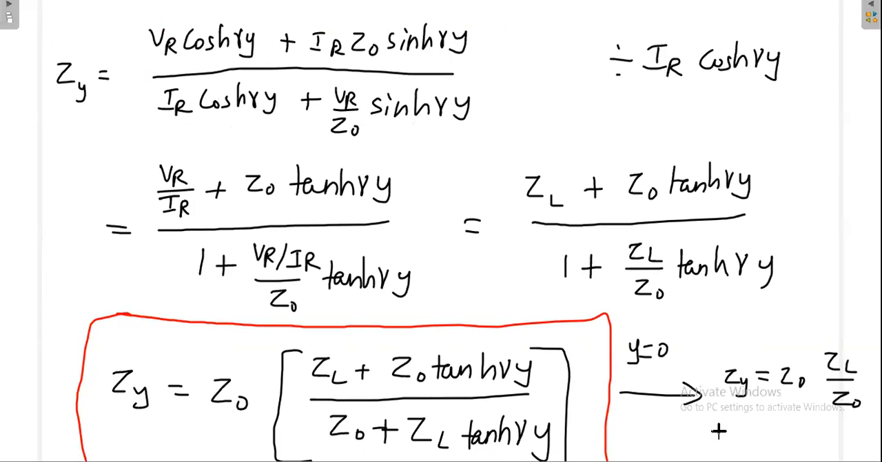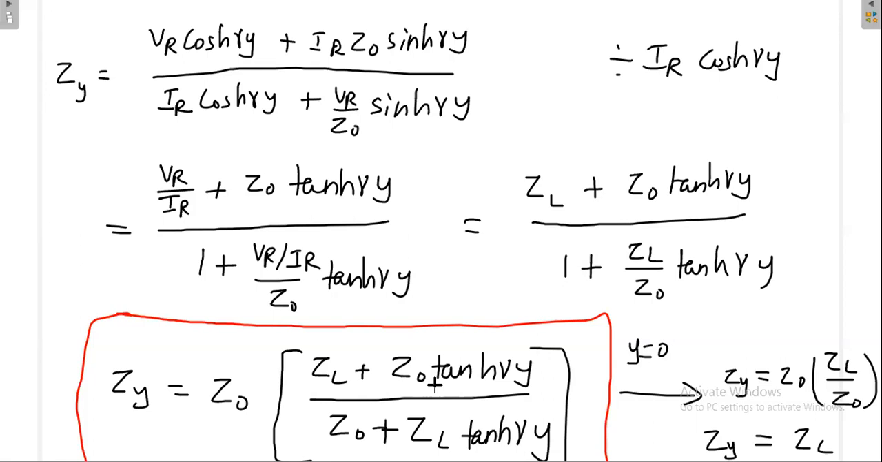Finally, Zy is equal to ZL, because you are at the load end. Whenever y is 0, you are at the load end, and definitely your impedance is the load impedance only. But if you are anywhere else on the transmission line, it will give you some other impedance. If you put y equal to L instead of y equal to 0, that will give you the input impedance of the line.